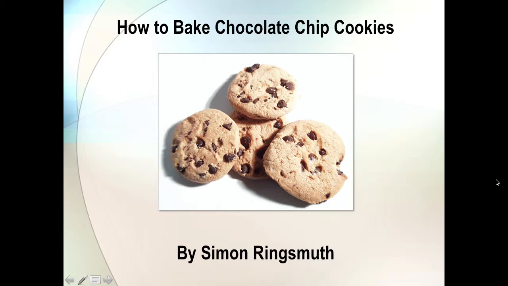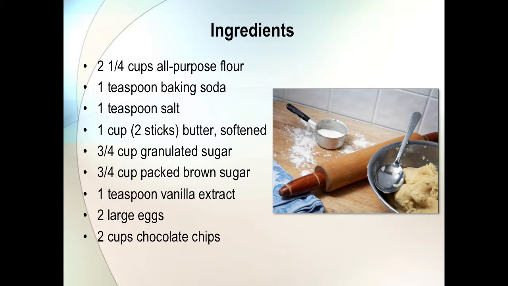Hi, I'm Simon and I'm going to show you how to make chocolate chip cookies. The first thing that we're going to need are a lot of ingredients. We'll need 2 1/4 cups all-purpose flour, 1 teaspoon baking soda, 1 teaspoon salt, 1 cup or 2 sticks of butter. Make sure that's softened butter as well. You'll need 3/4 cup of granulated sugar, 3/4 cup of packed brown sugar, a teaspoon vanilla extract, 2 large eggs, and 2 cups of chocolate chips.